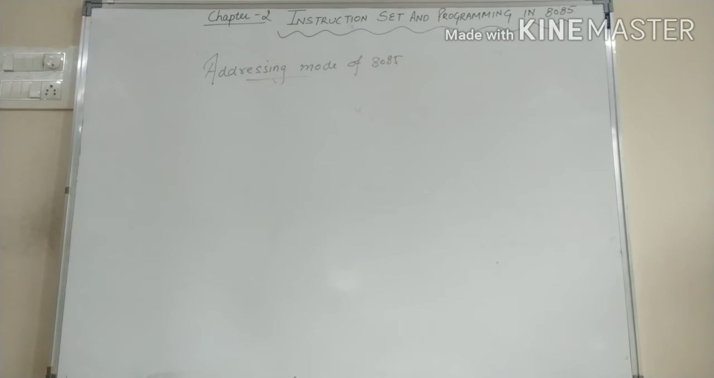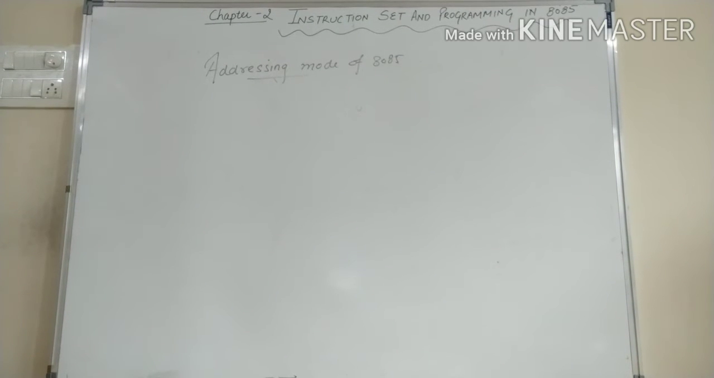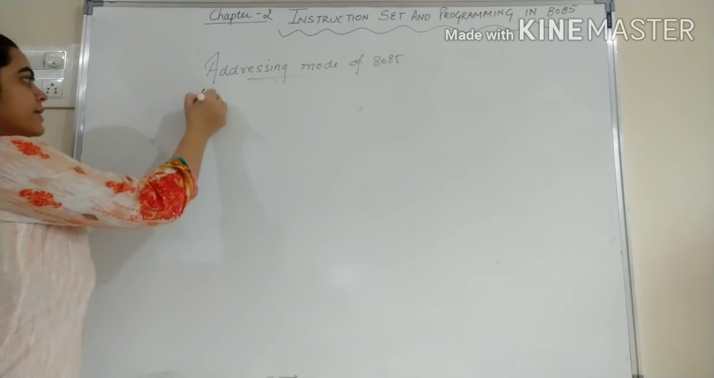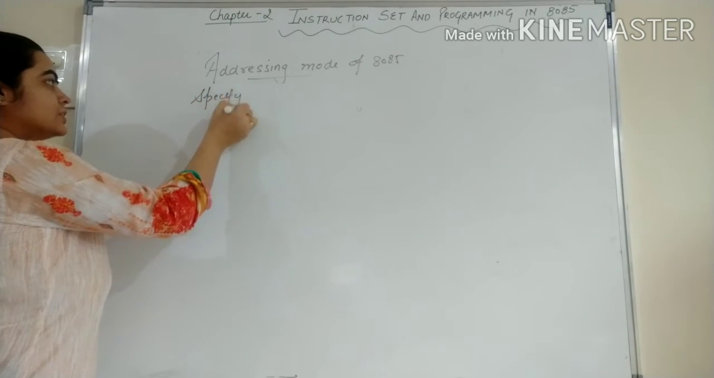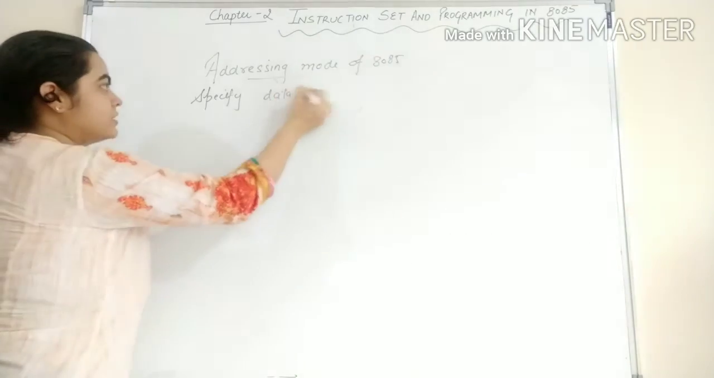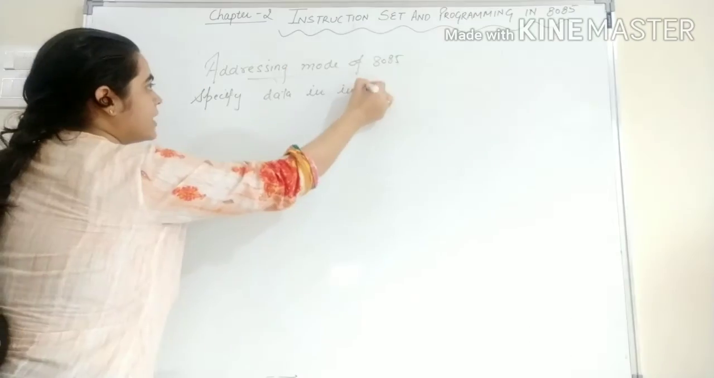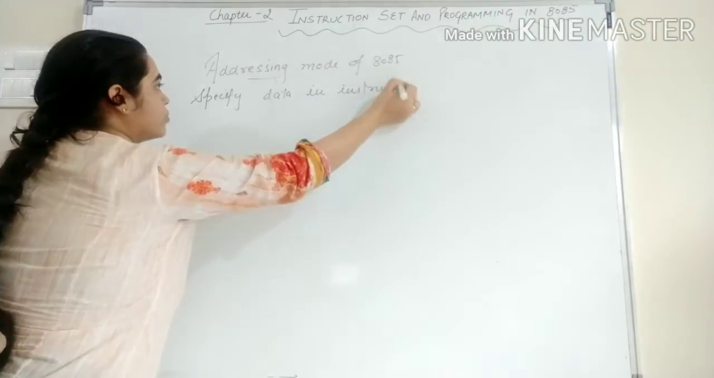So there are different ways using which we can specify the data in the instruction. Each instruction requires some data on which it has to operate. So there are different techniques by using which we can specify the data for an instruction. So addressing means different techniques using which we can specify the data in an instruction. That is known as the addressing mode.